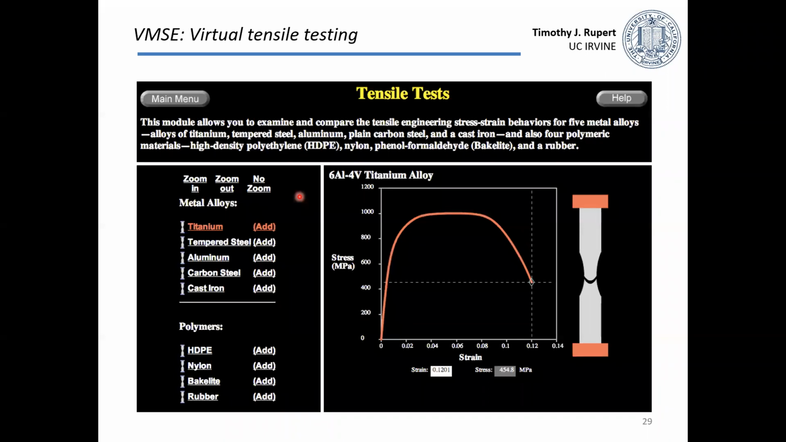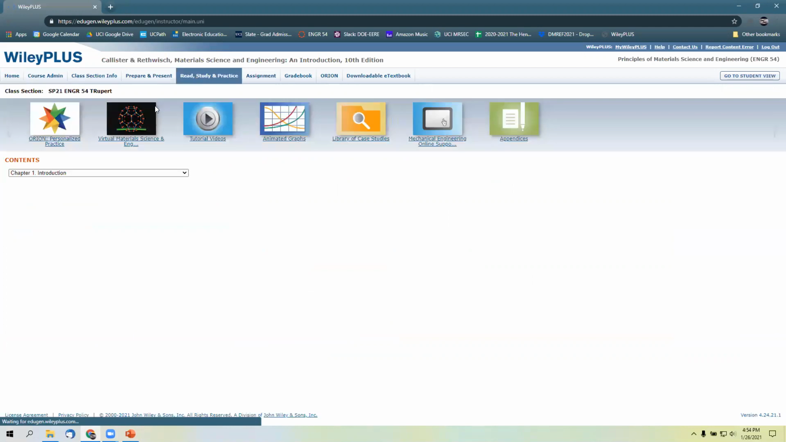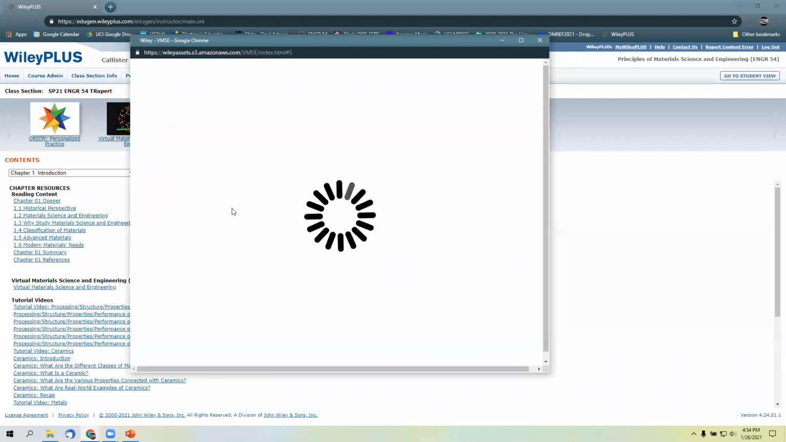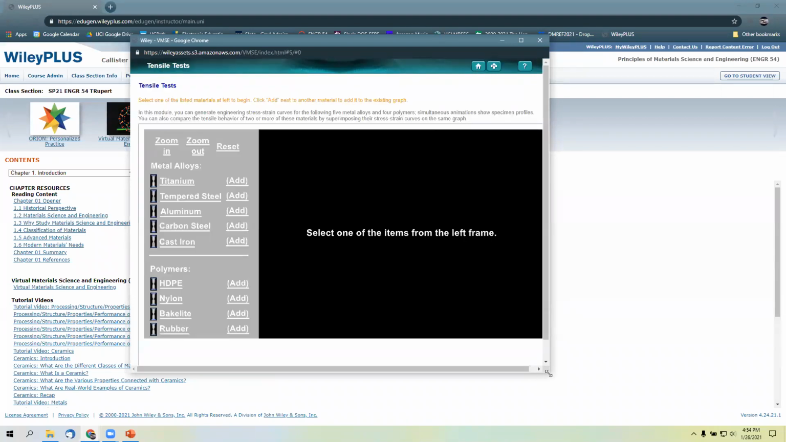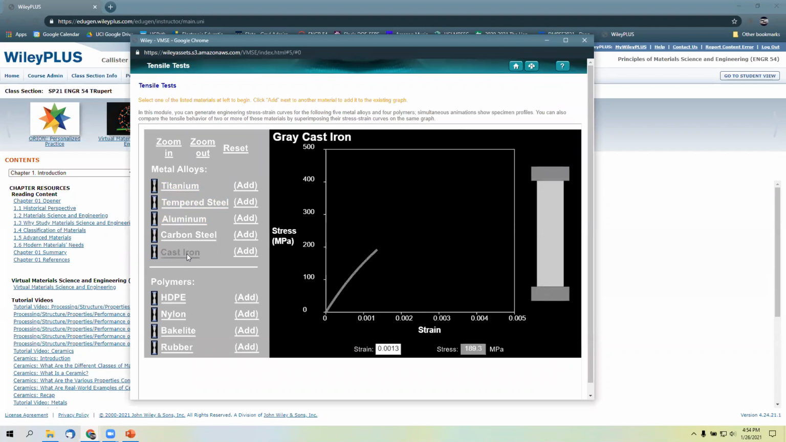So I want to show you a few different examples. This is another place that virtual material science and engineering comes in handy. So let me exit out of my slides real quick. I'll pull open our Wiley Plus. So if you go to Read, Study, and Practice, Virtual Material Science and Engineering, I'm going to open up the tensile tests. And what I can do here is I can look at different materials and how they deform. So I'm going to start with something that's pretty soft. So cast iron is pretty soft. This is showing how my tensile experiment goes, and eventually it breaks.